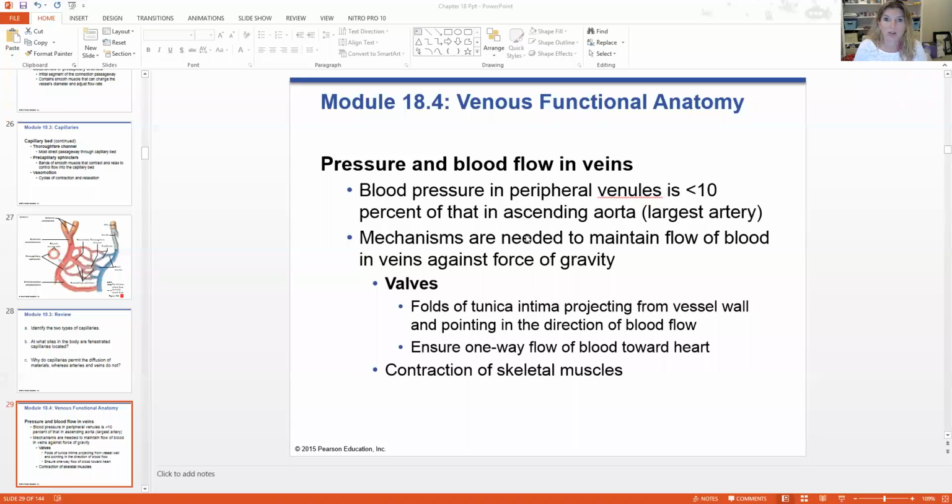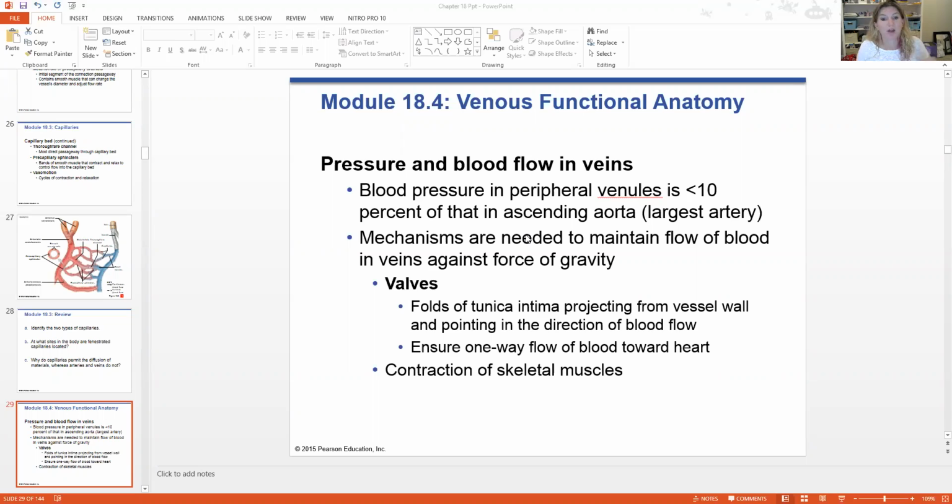So in general, veins have a very low blood pressure compared to our arteries, and that's because the arteries are closer to the heart. So the further away from the heart you are, in terms of the blood pump itself, the lower the pressure is going to be. So there are general mechanisms that are needed in order to maintain the flow of blood through these very low pressure vessels. First, there are valves.